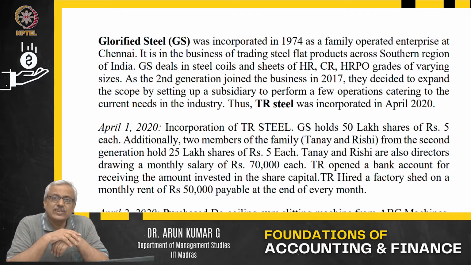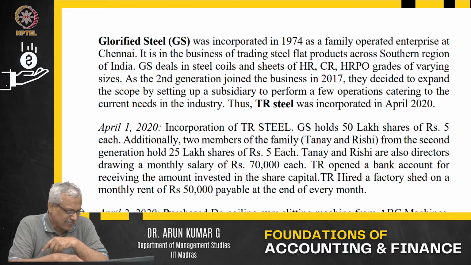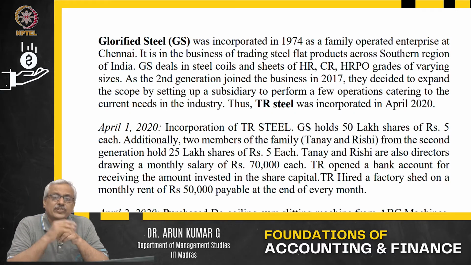Now look at this. GS holds 50 lakh shares of 5 rupees each. Additionally, two members of the family, Tanay and Rishi from the second generation, hold 25 lakh shares of 5 rupees each.